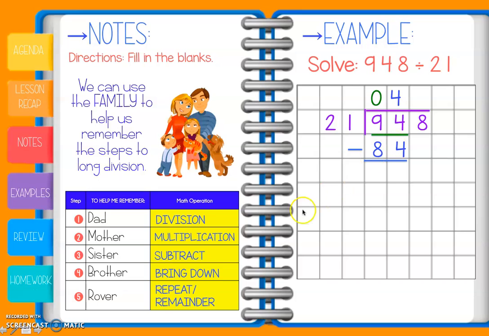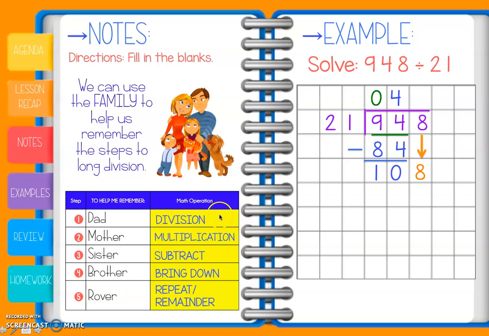Our next step is to subtract. And if you see, I've already got my subtract and my equals sign down here. So we're going to subtract 94 minus 84. We get 10. Our next step is to bring down. So we're going to bring down this 8 and our 10 becomes 108. Now, we still have numbers here, so we're going to repeat.